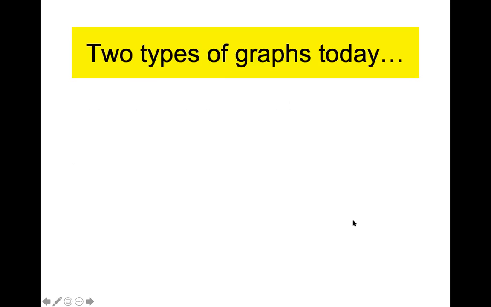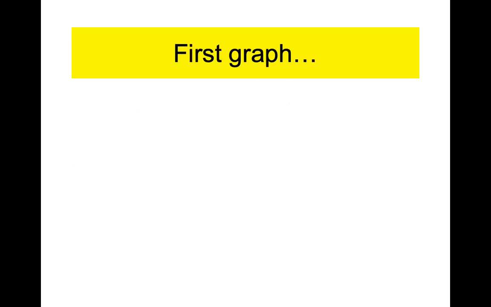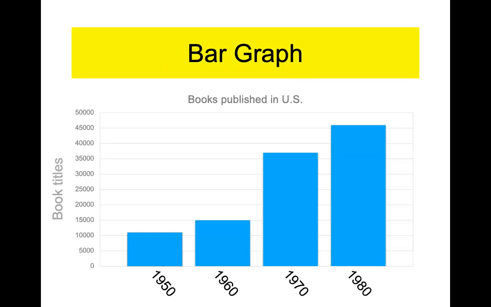All right, so we'll just jump right into it. I'm going to do one example of each. So 2 types of graphs today. Here's the first graph. So let's see, think about this. What would happen if instead of making a bar graph, let's see, what's this bar graph about? It says published books in the United States.